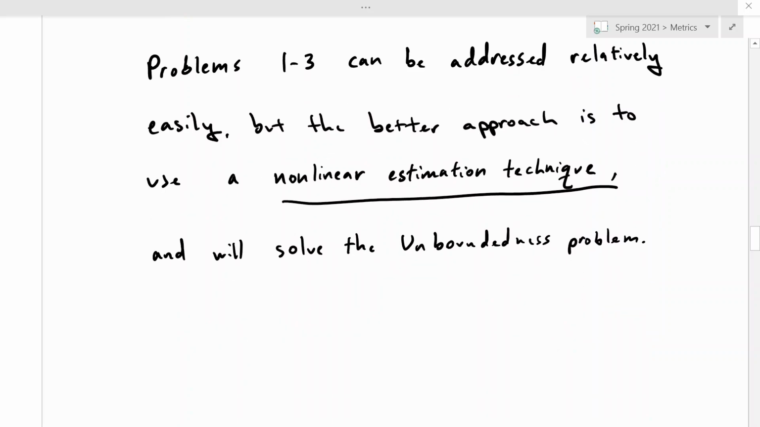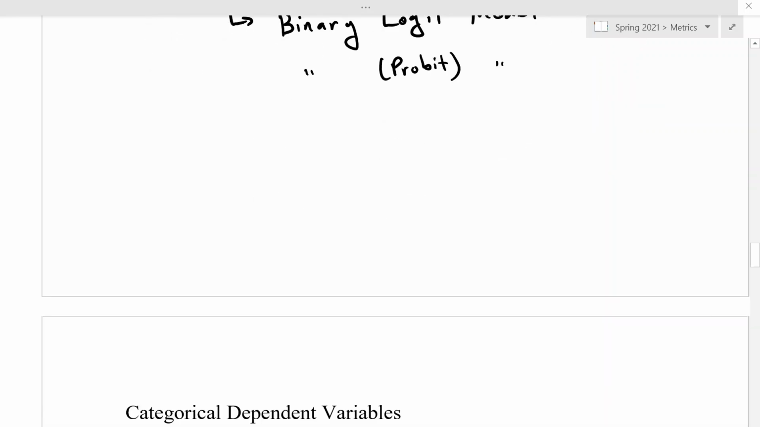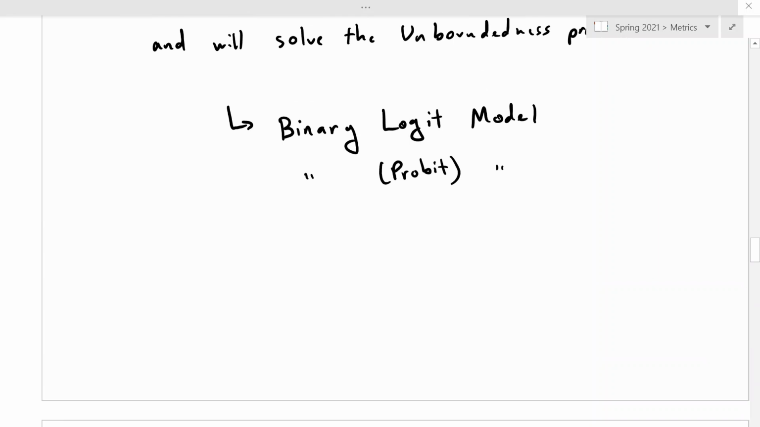Okay, and that nonlinear estimation technique that we're going to be using is called the binary Logit model. Okay, or we'll talk a little bit about it, but they're largely the same. The binary probit model. Okay, and we're going to carry that on in the next video.